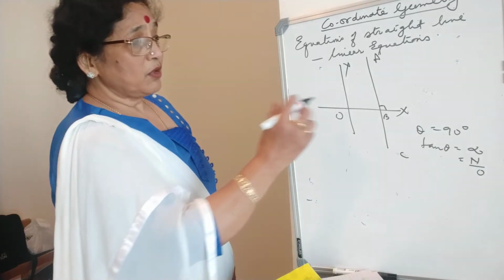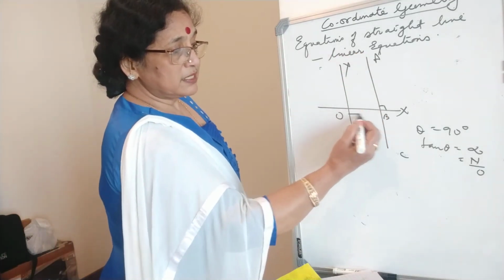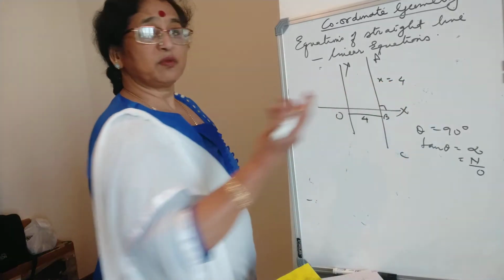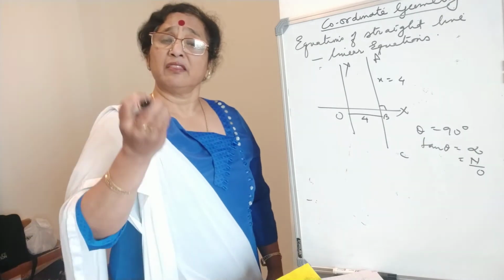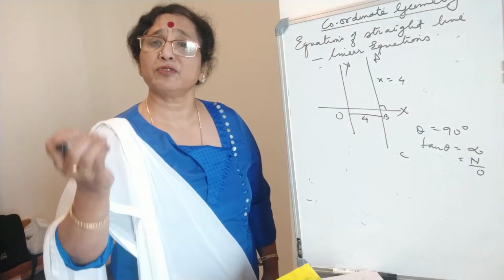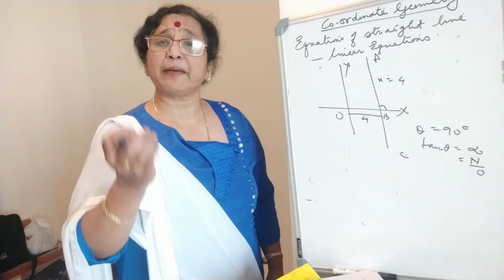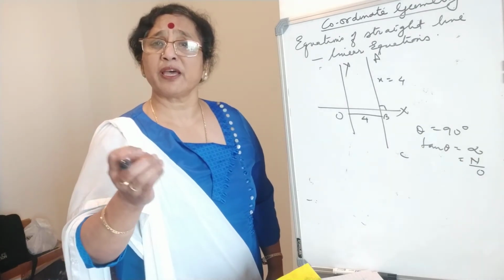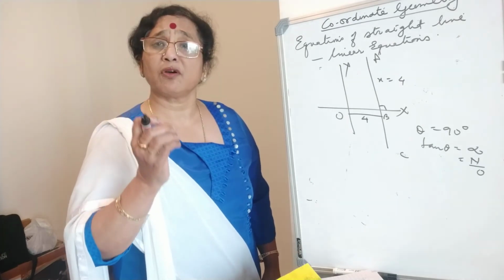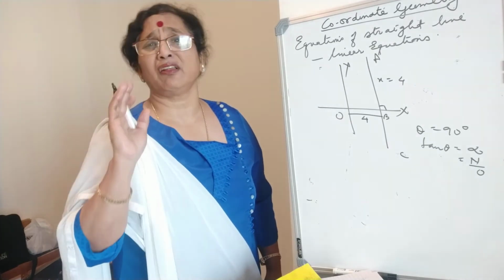If I say, what is the equation of this? This distance is 4, right side. So this equation is x equals 4, that's all. Meaning, the line passes through (4, 1), (4, 2), (4, -3), (4, 11), (4, 0). So always the abscissa, x, is constant. x is called abscissa, y is called ordinate. Y can be any real number.